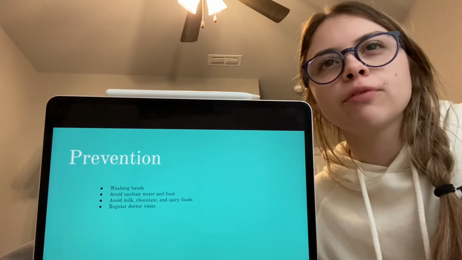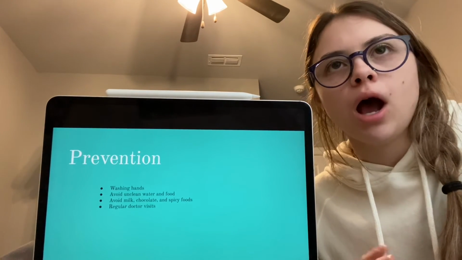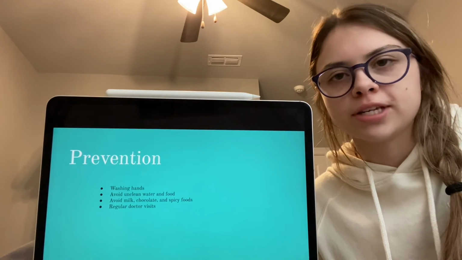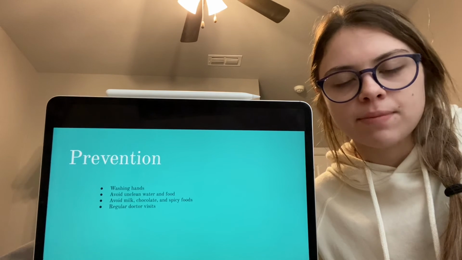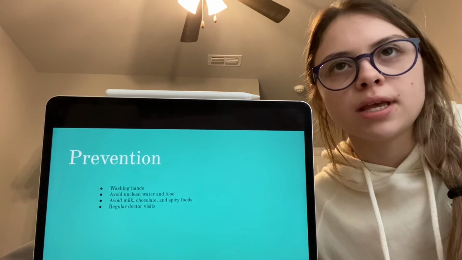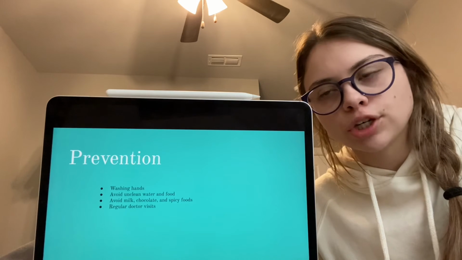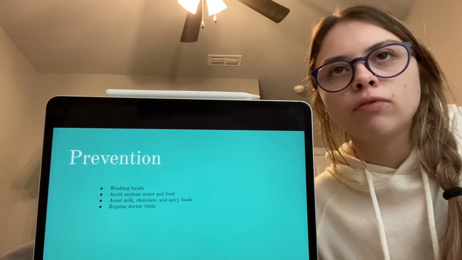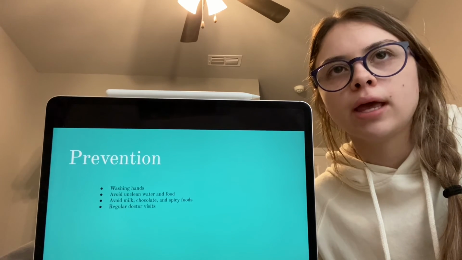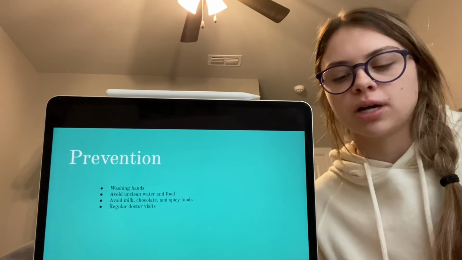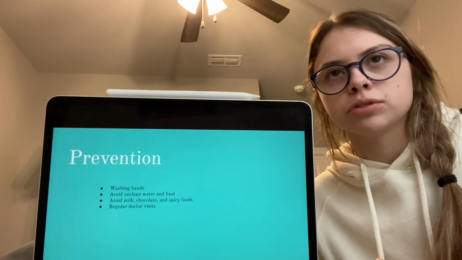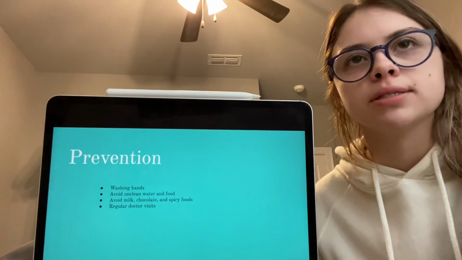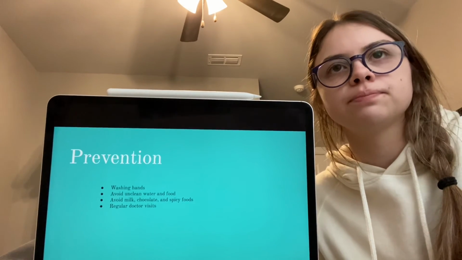Well, how do we prevent from getting H. pylori? Washing hands is very important. If you wash your hands 20 to 30 seconds and sing the ABCs, that will definitely prevent it. Avoiding dirty water, dirty food that isn't cooked all the way as well. Avoiding any milk, chocolate, or spicy foods will help with the symptoms in case you develop an ulcer in your stomach. And make sure you always see a doctor regularly.